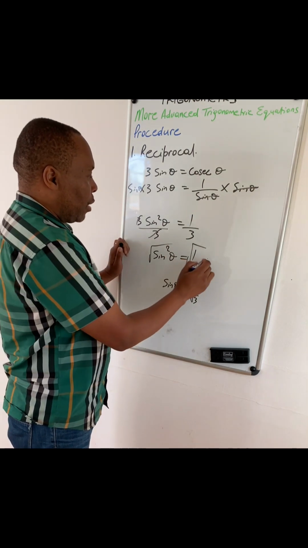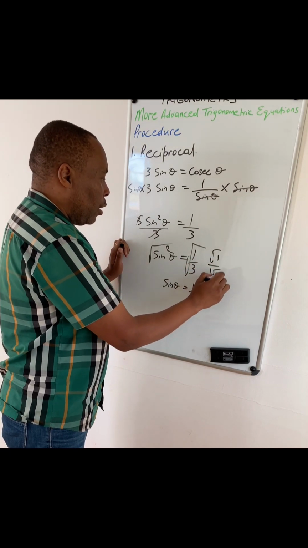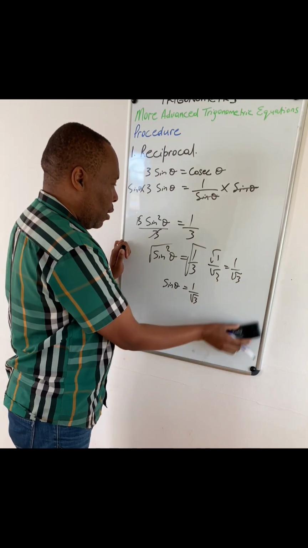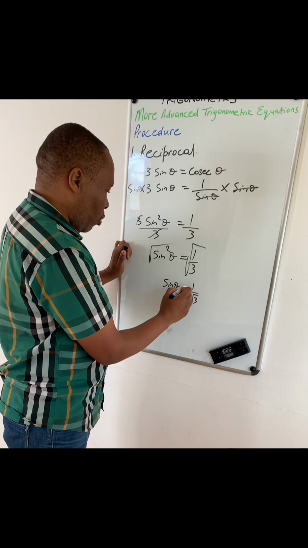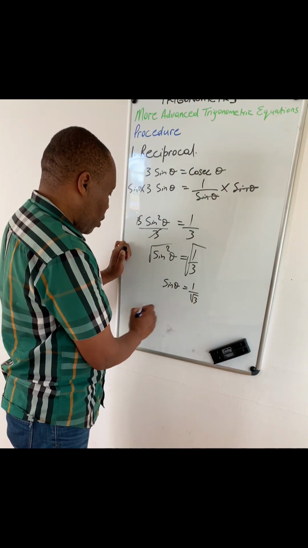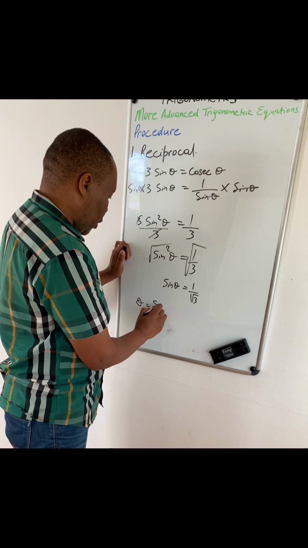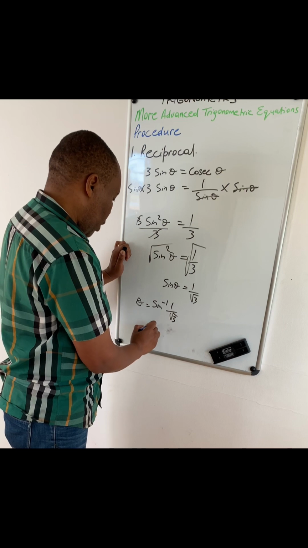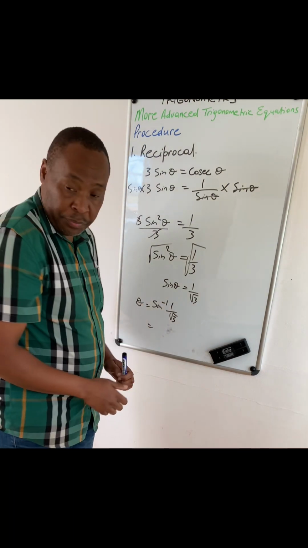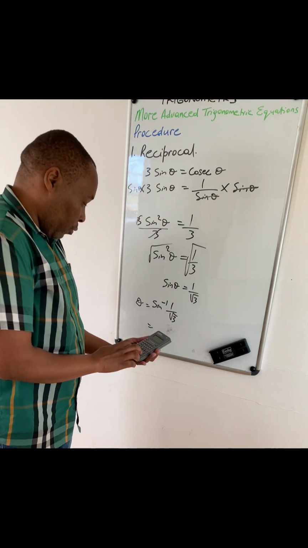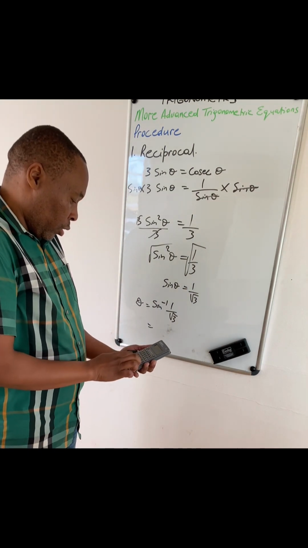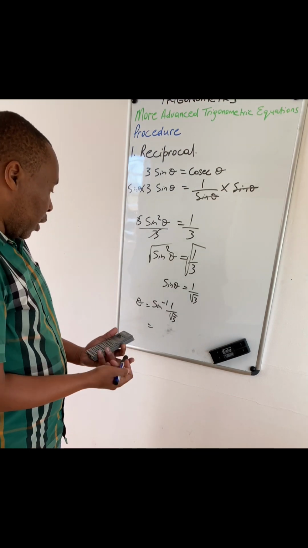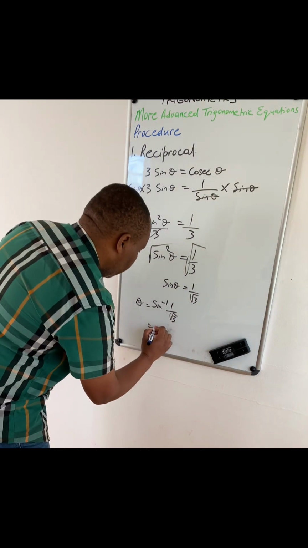Why am I separating it? It's basically like root 1 over root 3, and therefore root 1 is 1. That is why I'm separating it here. Right, so it's equal to 1 over root 3, and therefore theta is equal to arc sine of 1 over a root of 3, which is equal to, using the second function sine, 35.264.